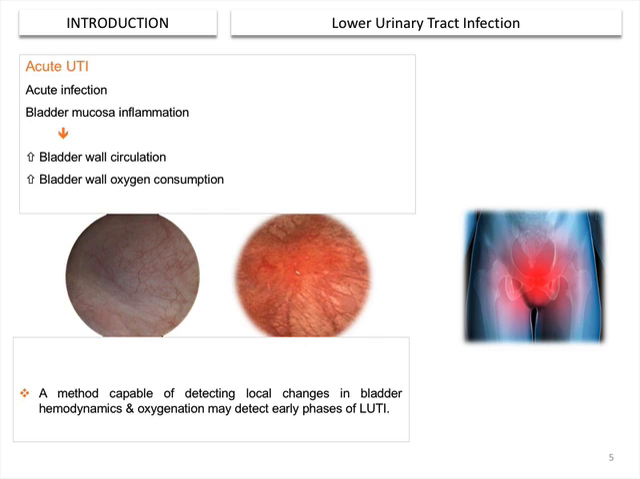Without going into the details of the pathophysiology, the most common thing is that acute infection comes with bladder mucosa inflammation. And the bladder mucosa inflammation is associated with increasing bladder wall circulation, perfusion, and then oxygen supply and consumption. Therefore, it seems that a method capable of detecting local changes in oxygenation and perfusion, if it has access to the bladder wall, might be a solution.